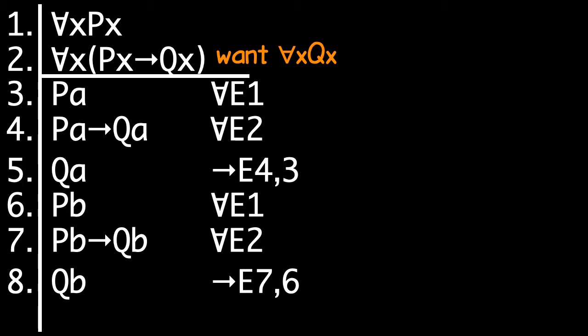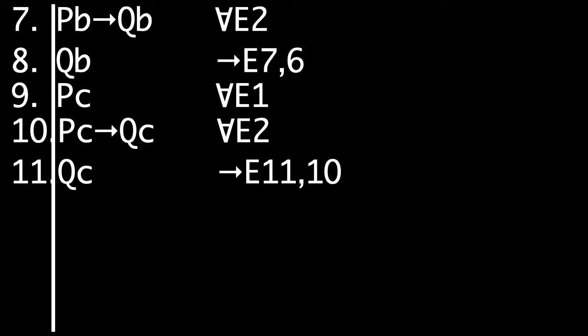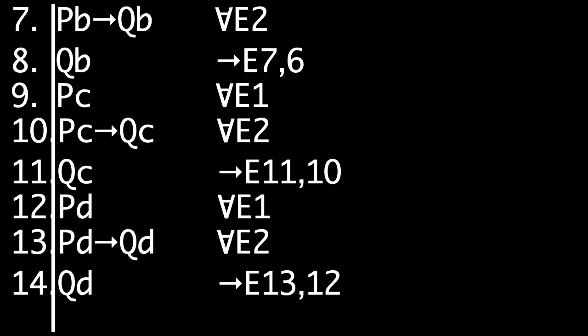We get Pb and Pb arrow Qb by universal elimination, and then we get Qb by arrow elimination. And once we've done it for b, we could do it for c. Again, same steps: universal elimination twice, arrow elimination gives us Qc. And then we can do it for d. Universal elimination twice, arrow elimination gives us Qd. And of course, we could keep going. I'm not going to keep filling this video with a proof of Qe and a proof of Qf and a proof of Qg.